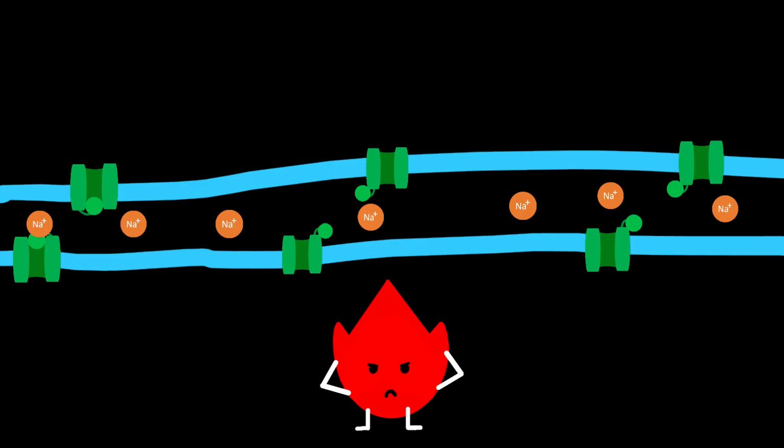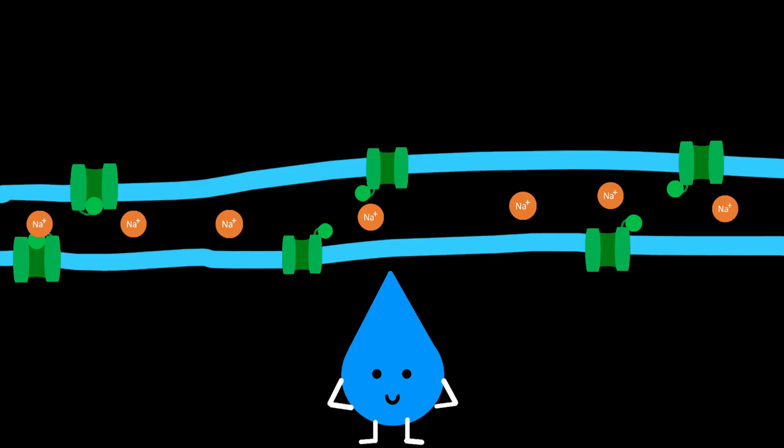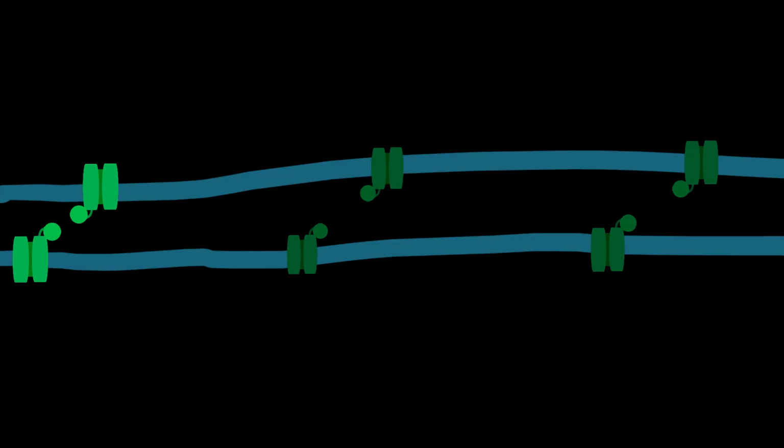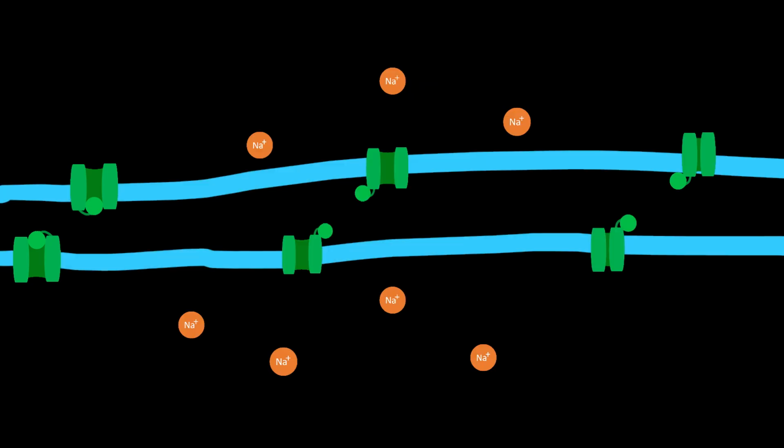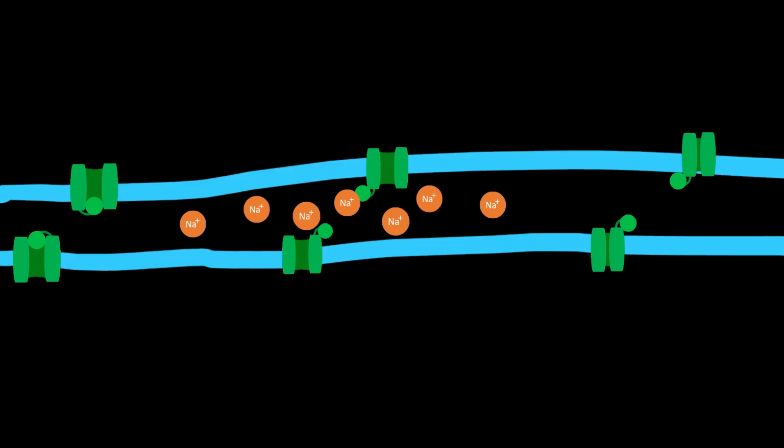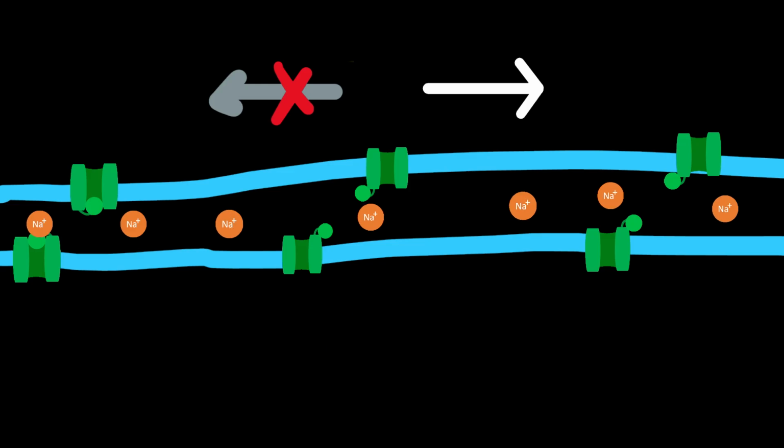Hey, why aren't there action potentials in this region? Great question. Soon after channels are opened, they are temporarily inactivated in a period called the refractory period. This ensures that the action potential is propagated in only one direction.